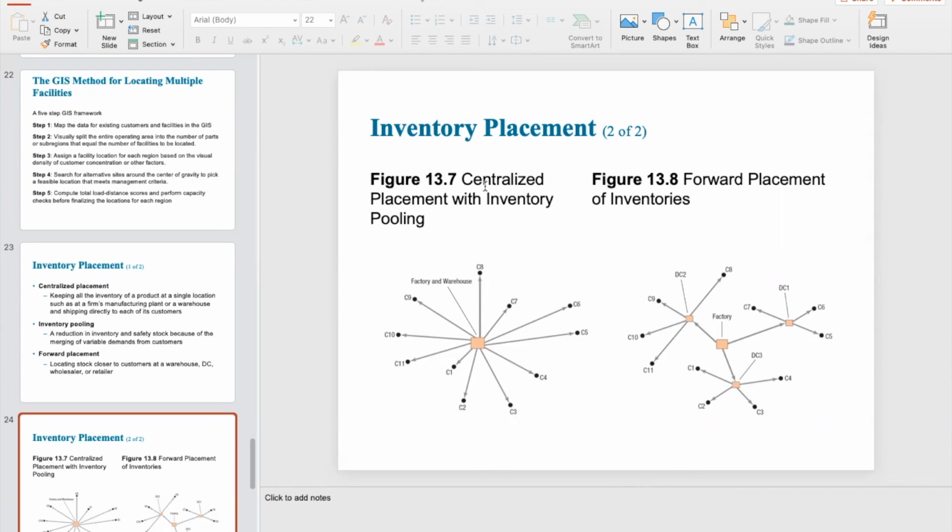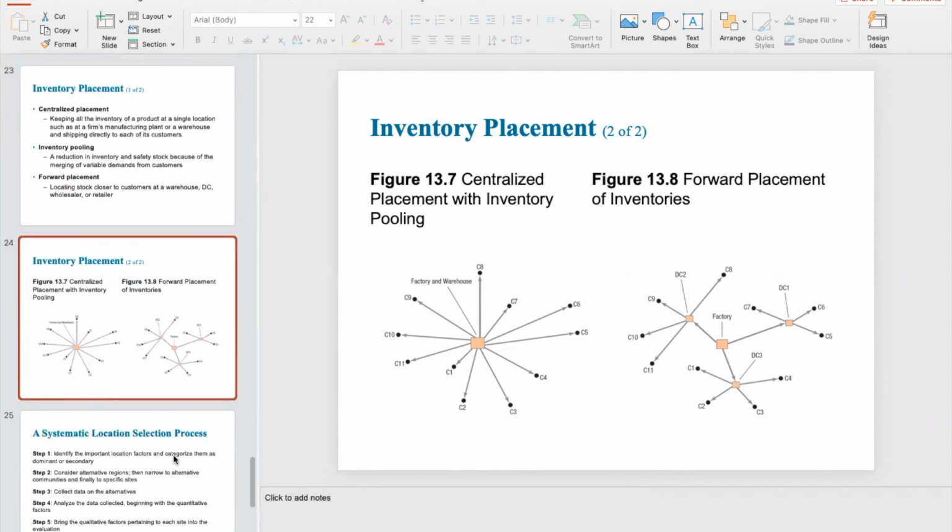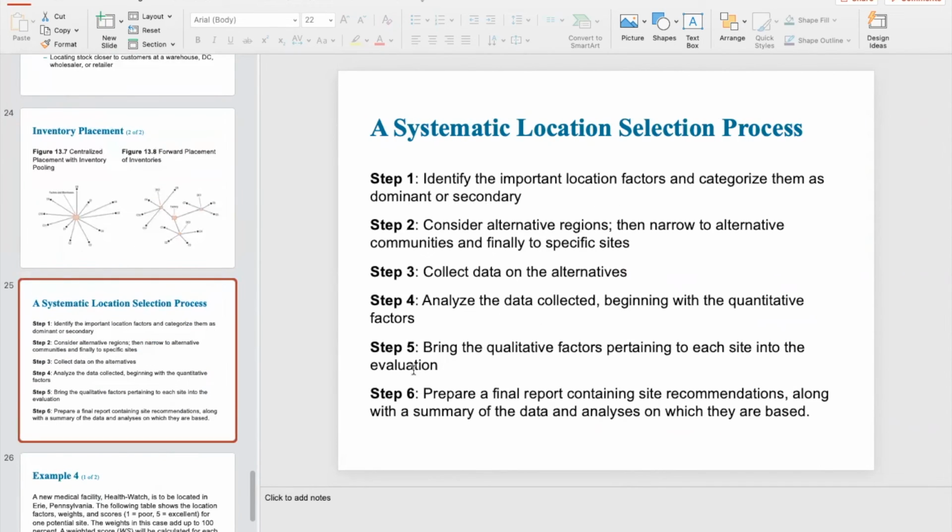So which one is more appropriate? It really depends on the product characteristics and also on the corresponding geographic information. Now let's continue. So here at the end, I provide a systematic location selection process. As we mentioned at the beginning, normally the first step would be identifying the important location factors that may significantly affect the location facility choice. We need to categorize them as dominant or secondary factors.